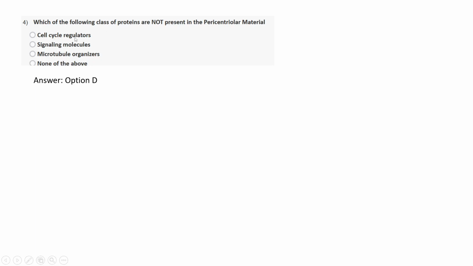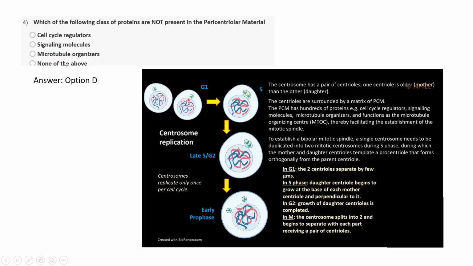So all the three molecules, that is cell cycle regulators, signaling molecules, and the microtubule organizers, are present in the pericentriolar material. Here you can see the centrosome we discussed. Earlier we discussed that the centrosome contains an organizing center, from where the microtubules are arranged. During the S phase of the cell cycle, the centrosomes divide inside the pericentriolar material. In the pericentriolar material, there are the cell cycle regulators, signaling molecules, and microtubule organizers, collectively called the microtubule organizing center. So this whole complex is called MTOC, that is microtubule organizing center.